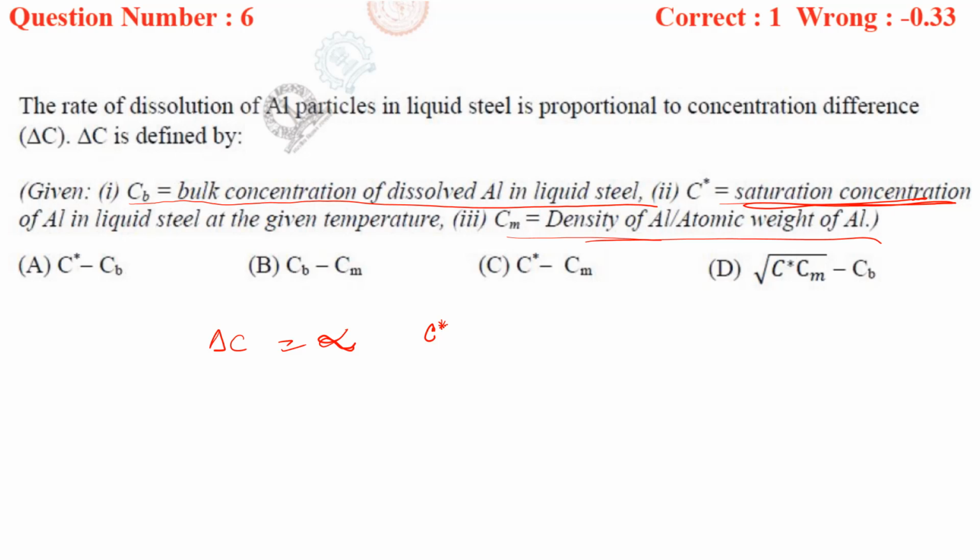Okay, the total saturation concentration minus the bulk concentration, because this will give you the constant difference, because C star and CB both are in the unit of concentration. But if you see in the case of option B, so option A will be the correct one. Option B, CB is concentration, but Cm is nothing but a density of aluminum. So how can you differentiate density with a concentration? So this will not be the correct answer.